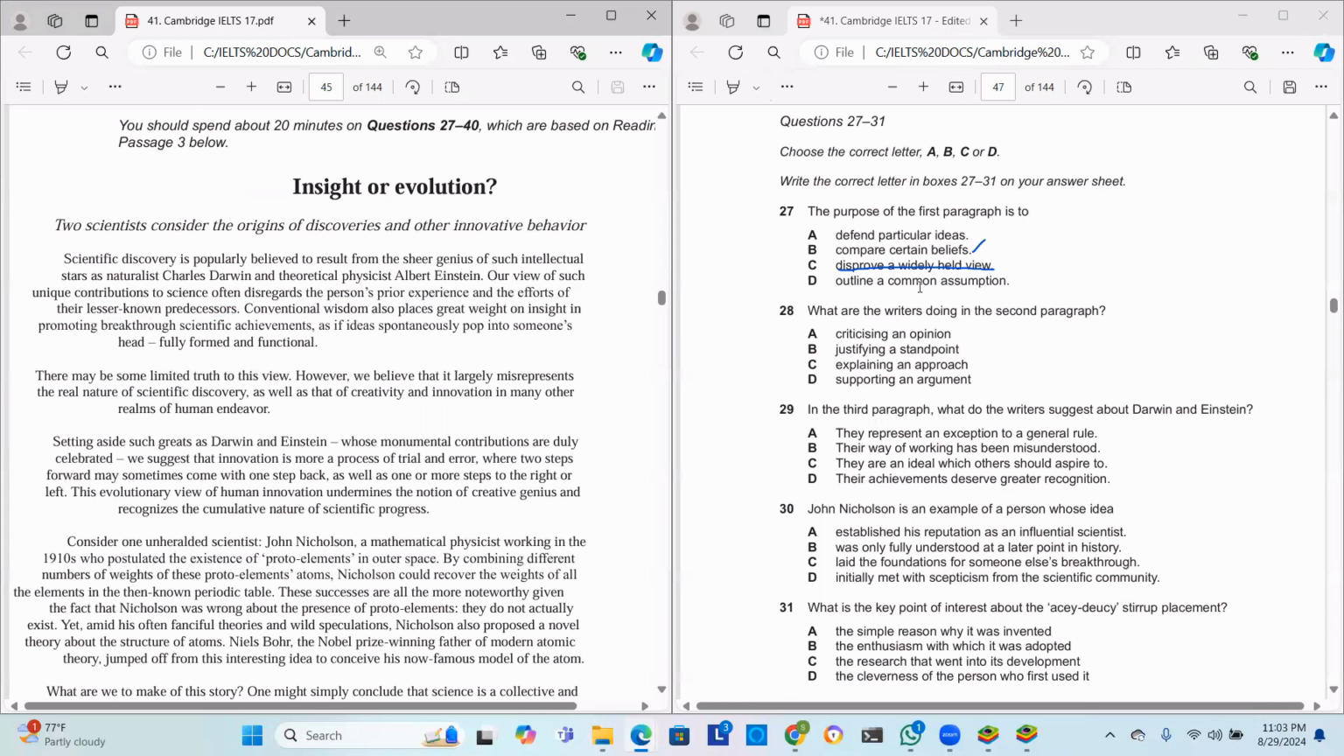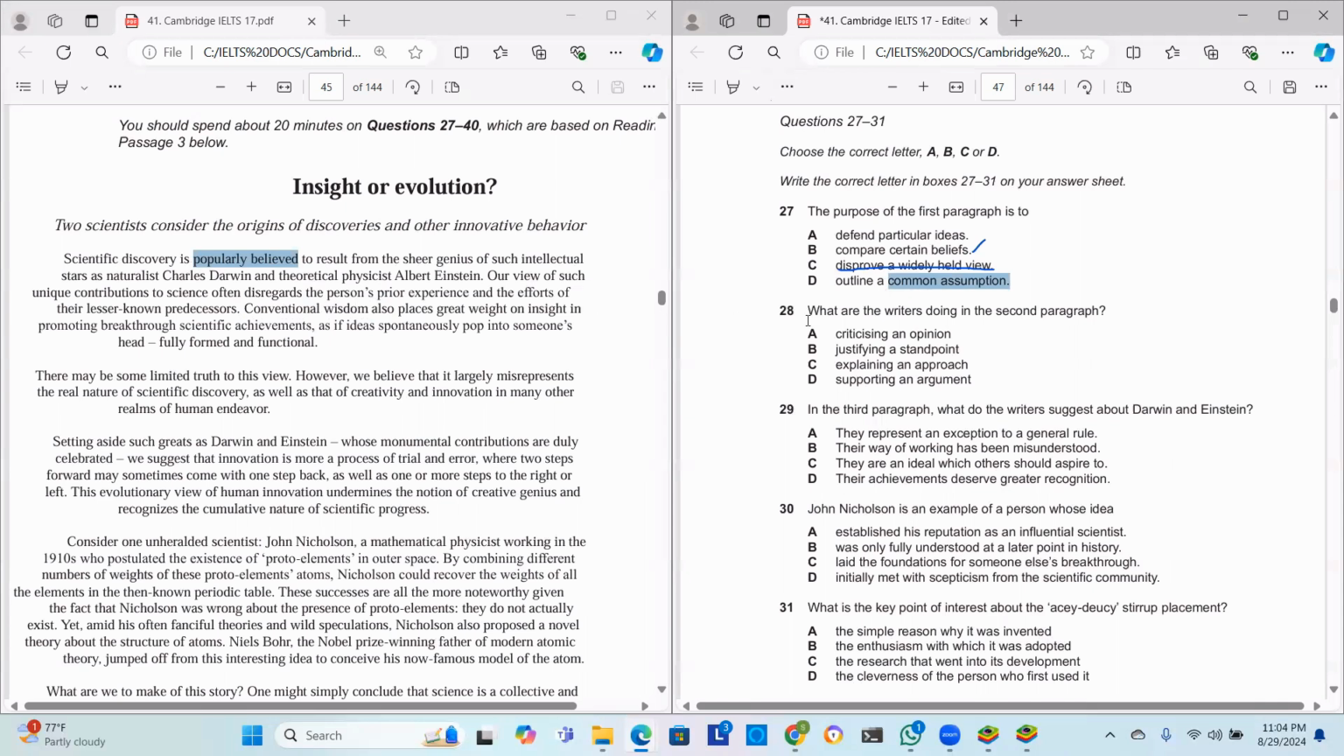Next, outline a common assumption. I think, yes guys, he's outlining a common assumption. What is that assumption? See, popularly believed means common assumption. These two are synonyms. The highlighted portions, left and right side. You observe that?